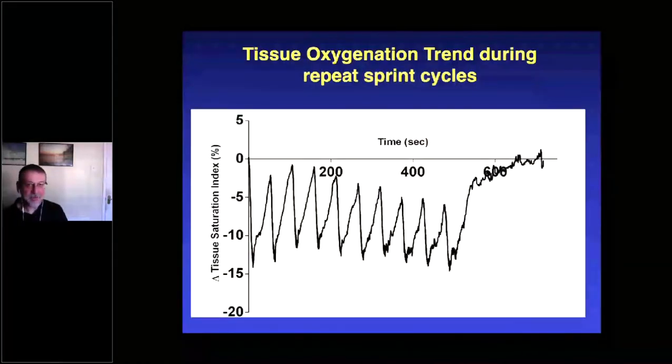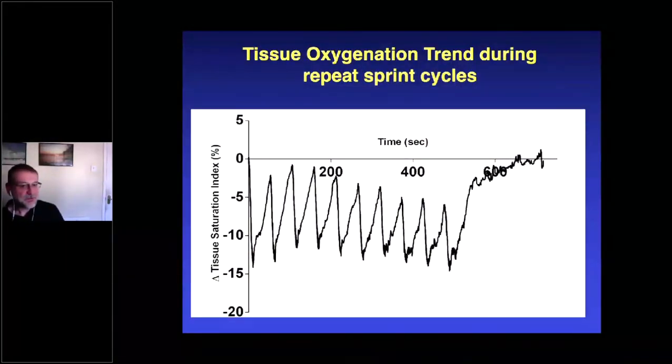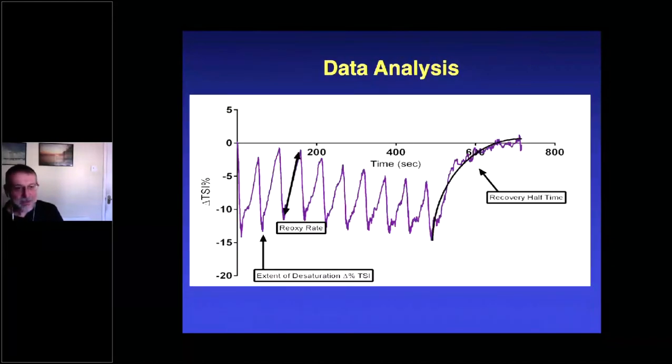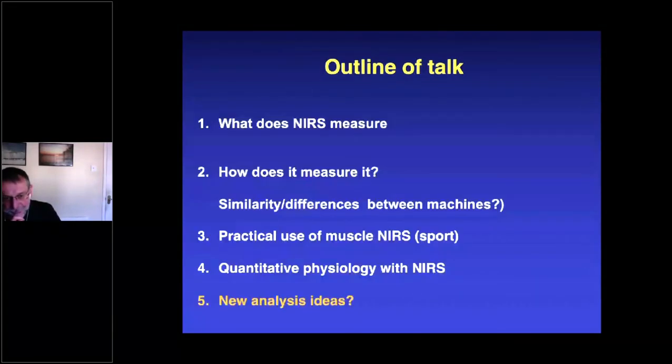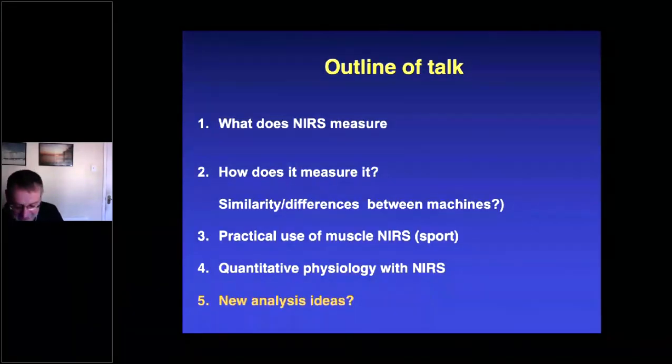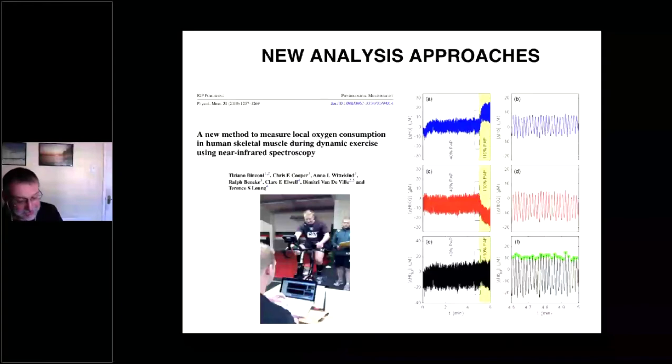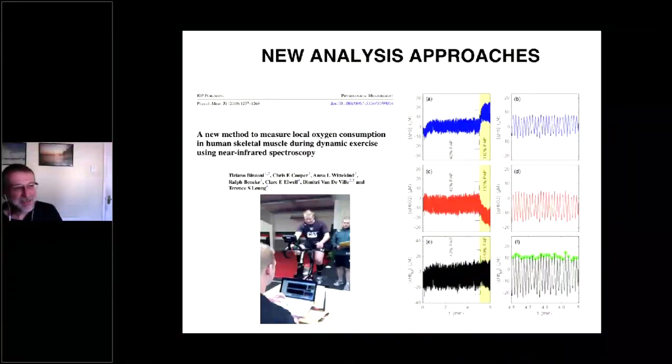So how we currently analyze our training data, and I'm finishing up on this more or less, is we do these repeated cycles. We measure the extent of desaturation, measure the rate, and then the recovery half time. So what about new ideas? Where am I going in the future?